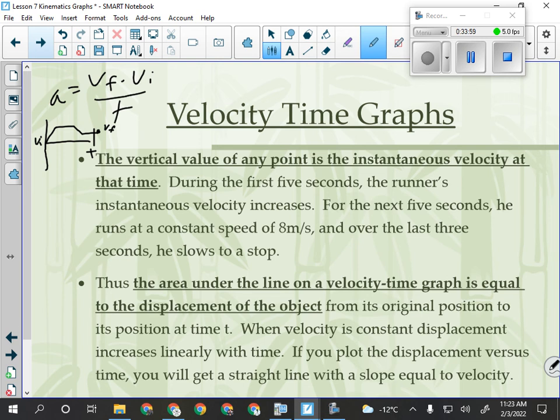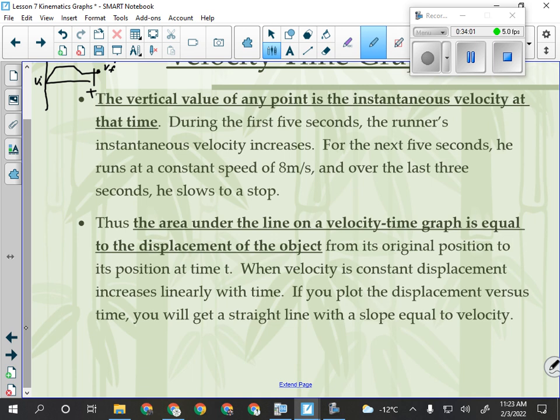Okay, and then we were talking about the area under the line part. The reason that works is because it's really just a manipulation of either V equals D over T, or the new formula that we haven't learned yet, D equals VI times T plus 1/2 AT squared. Either one will work.